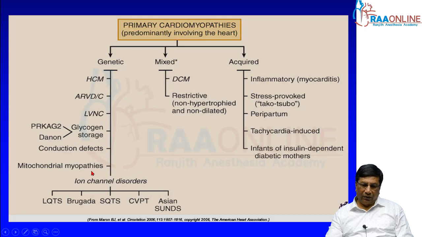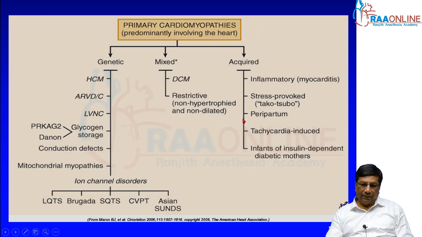Even though you don't have a structural abnormality of the heart, if you have ion channel disorders which are shown in the electrocardiogram, they are also grouped under genetic cardiomyopathies. So, long QT syndrome, short QT syndrome, Brugada syndrome, catecholaminergic polymorphic ventricular tachycardia, and Asian sudden death syndromes are all electrocardiogram abnormalities because of ion channel disorders with no structural heart disease inside. Still, they come under genetic cardiomyopathies.